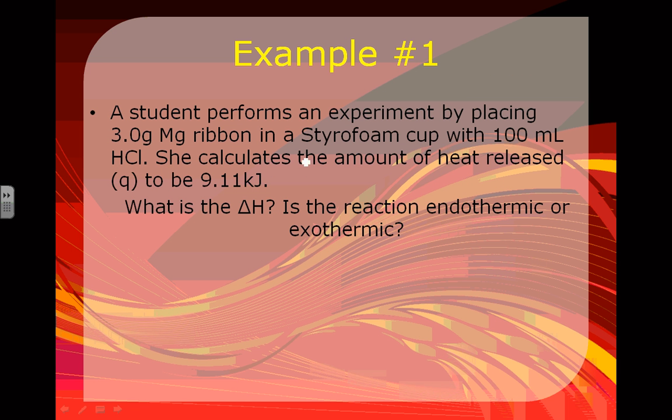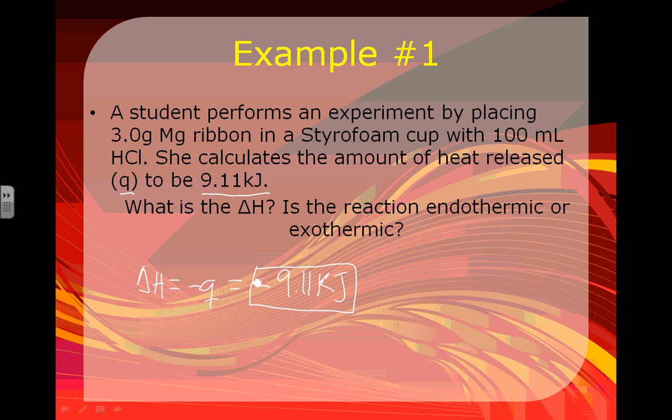Let's look at this first problem here. A student performs an experiment by placing 3 grams of magnesium ribbon in a styrofoam cup with 100 milliliters of hydrochloric acid. She calculates the amount of heat released, that's Q, to be 9 kilojoules. What's the enthalpy for this reaction here? Well, remember this equation here, we just got to put negative 9.11 kilojoules. So there's our first answer right there.